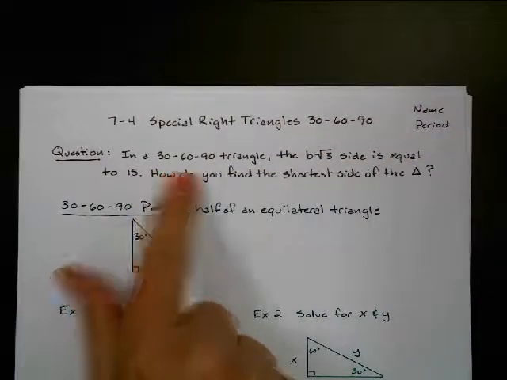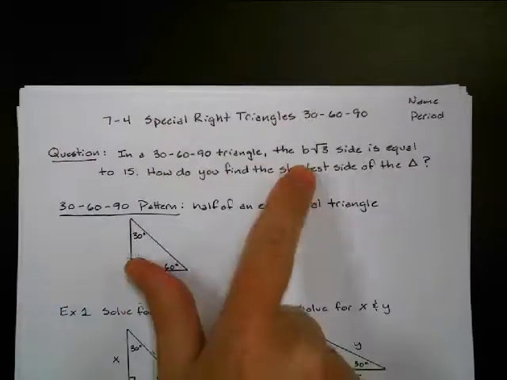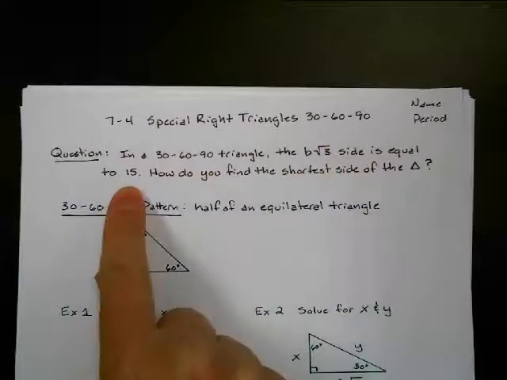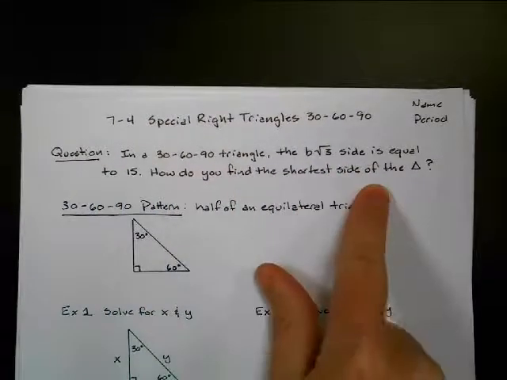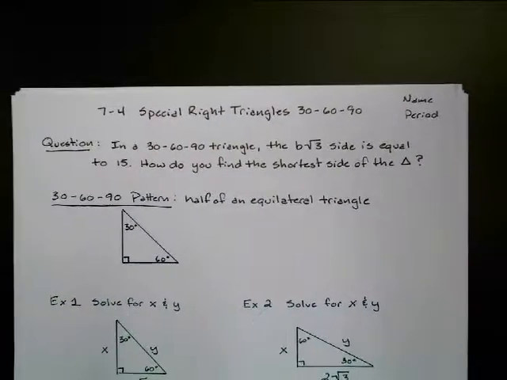So our question today is, in a 30, 60, 90 triangle, the B root 3 side is equal to 15. How do you find the shortest side of the triangle? We've already done one special right triangle pattern. We did the 45, 45, 90 pattern, which was a right isosceles triangle, and we saw that the pattern was the legs were A and the hypotenuse was A root 2. So we're going to look at a second pattern here called the 30, 60, 90 pattern.